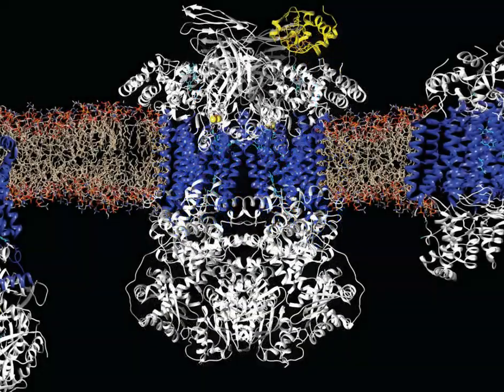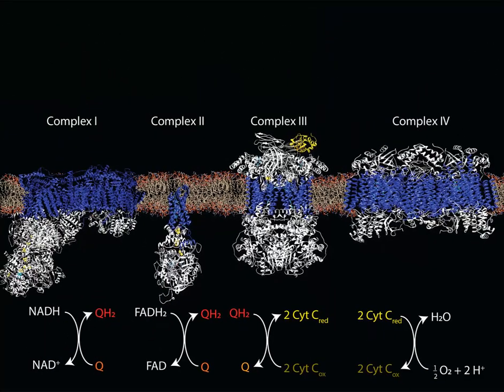This is called the Q cycle, and we're not going to go into a lot of detail about how it works in this video. But suffice to say, the electrons in complex 3 go down 2 different paths, and ultimately, all the electrons from coenzyme Q get passed on to cytochrome C. It just has to happen 1 electron at a time.